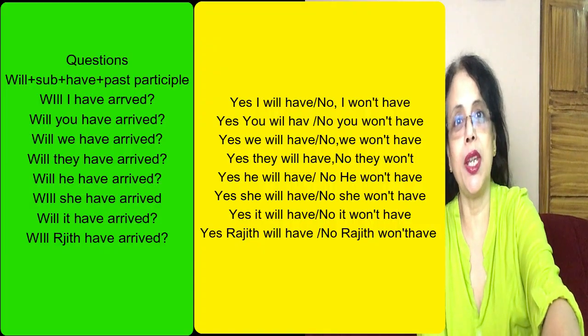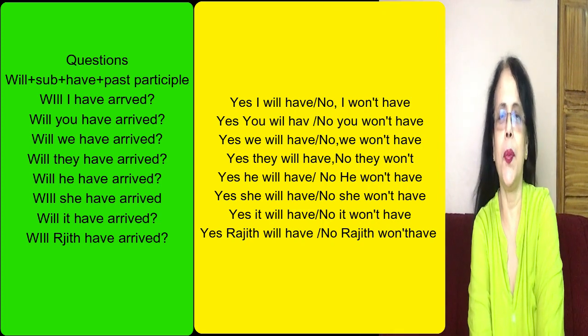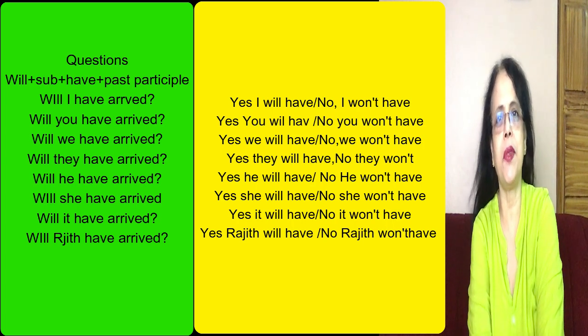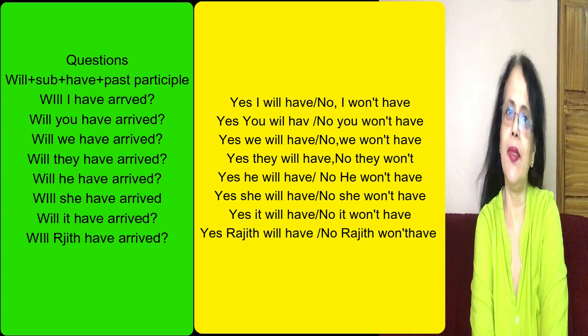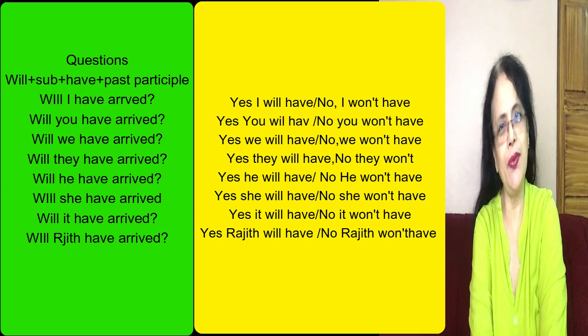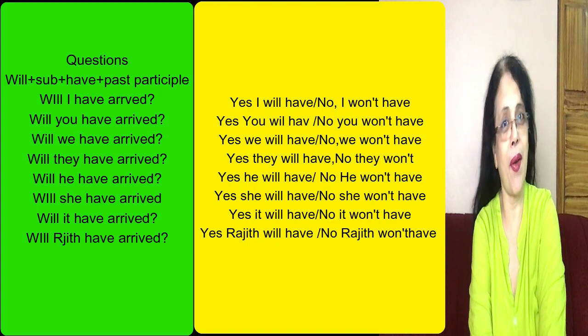Now let's see how to make questions. What's the structure? The structure is will plus subject plus have plus past participle form of the verb. Will I have arrived? And what will be the answer? Yes, I will have. No, I won't have. Will you have arrived? Yes, you will have. No, you won't have. Will we have arrived? Yes, we will have. No, we won't have.